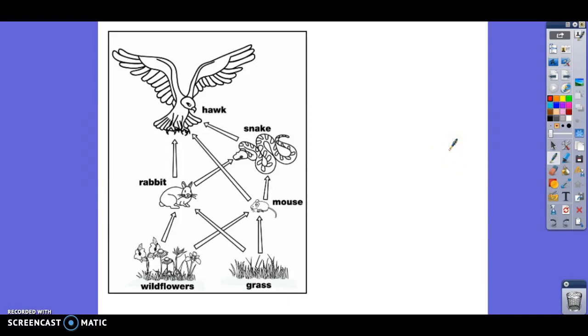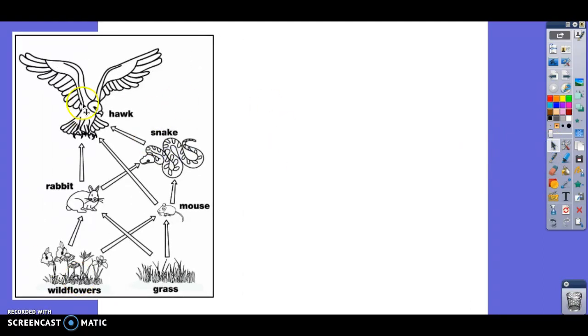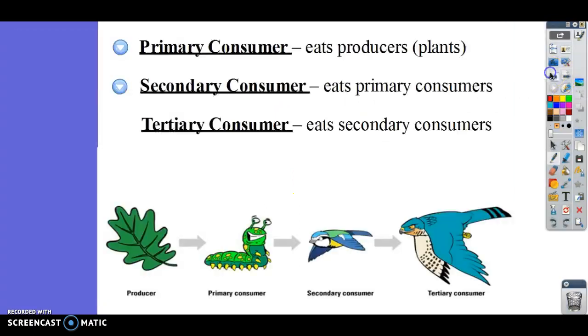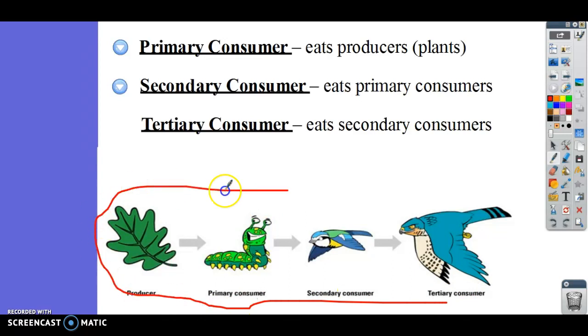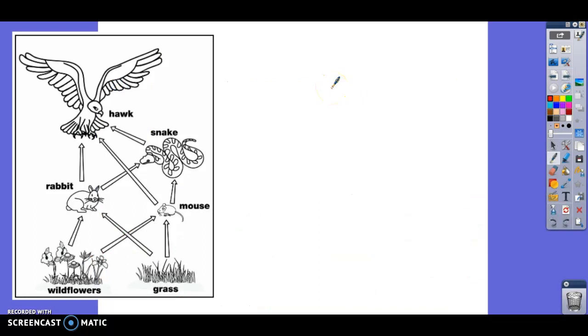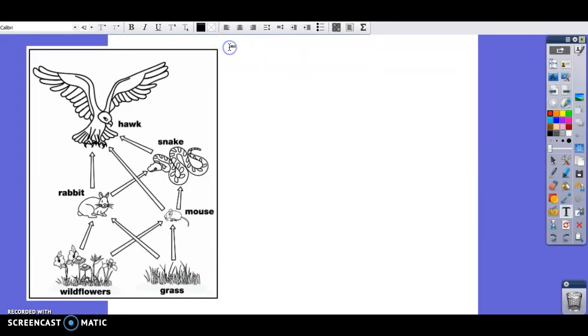Okay, so the first thing I want us to do is look at this food web. What's the difference between a food web and a food chain? Well, a food web has lots of different connections. A food chain is just a single line, just like a chain. Whereas a web, a spider web, is a lot bigger. So we're going to first list all the food chains.